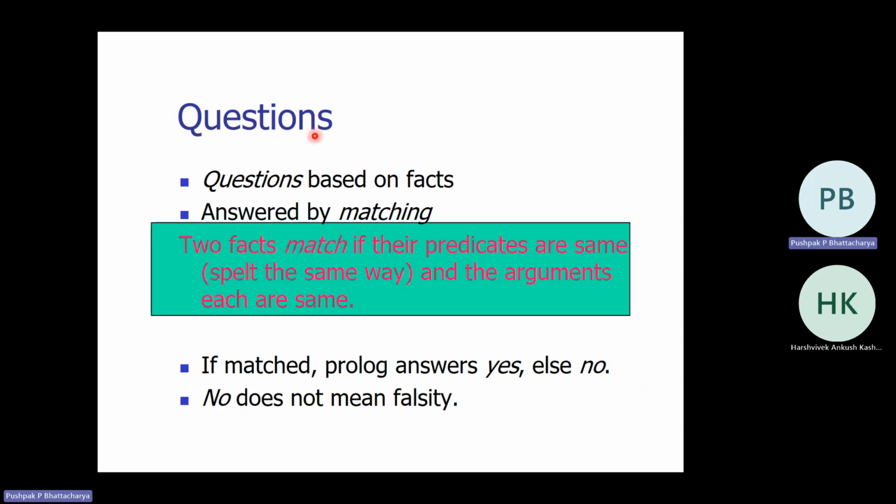Now, Prolog has been used a lot in intelligent question answering or intelligent retrieval from databases. Questions are based on facts and they are answered by matching. Two facts match if their predicates are the same, spelled in the same way, and the arguments are each the same. If they match, Prolog answers yes, otherwise no. No does not mean falsity. No essentially means that from the given facts and rules, I cannot prove what you want me to prove. False in Prolog means not provable.